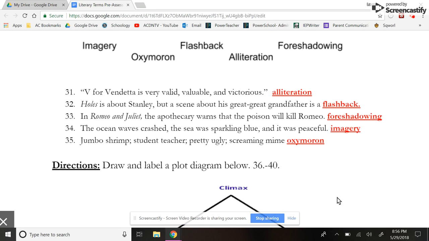For the section following that, we have V for Vendetta was very valid, valuable, and victorious. And that is alliteration because we have this repetition of initial consonant sounds, which are any letters of the alphabet that are not A, E, I, O, U, and sometimes Y vowels, but are the rest of the letters of the alphabet. That is alliteration.